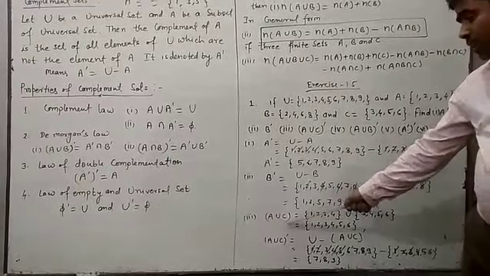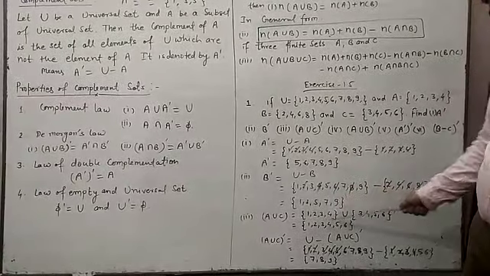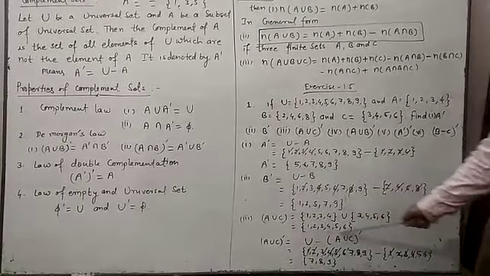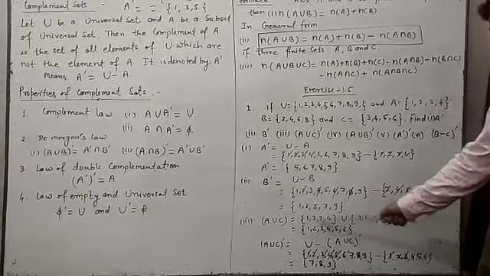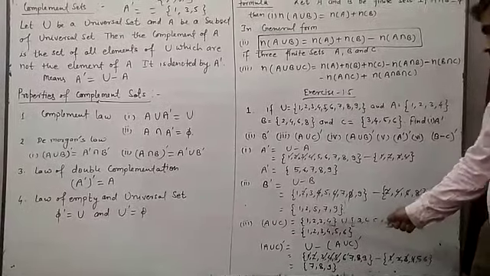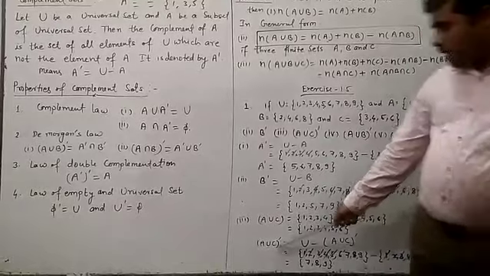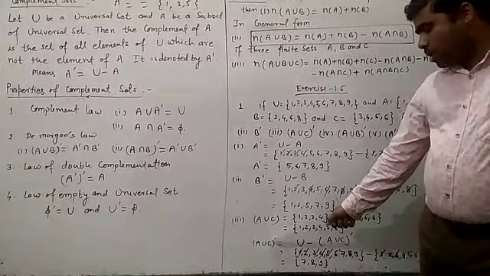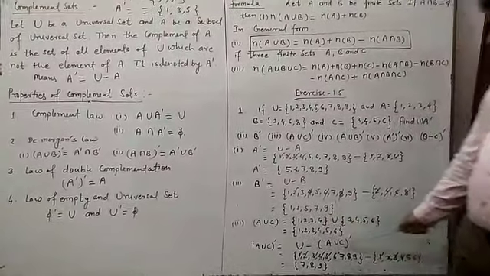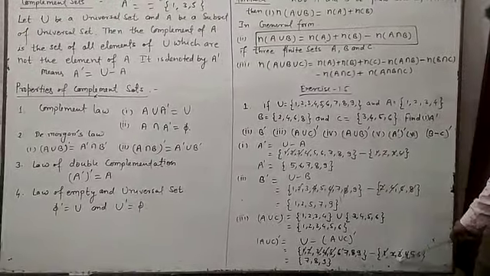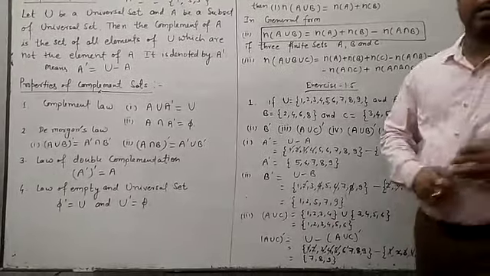Now A union C is equal to 1, 2, 3, 4 union 3, 4, 5, 6. Then A union C will be 1, 2, 3 once, 4 once, and 5 and 6. Now the complement of A union C, that is, (A union C) dash, is equal to U minus (A union C). If the value of U is this one and we subtract this one, we get 7, 8, 9.